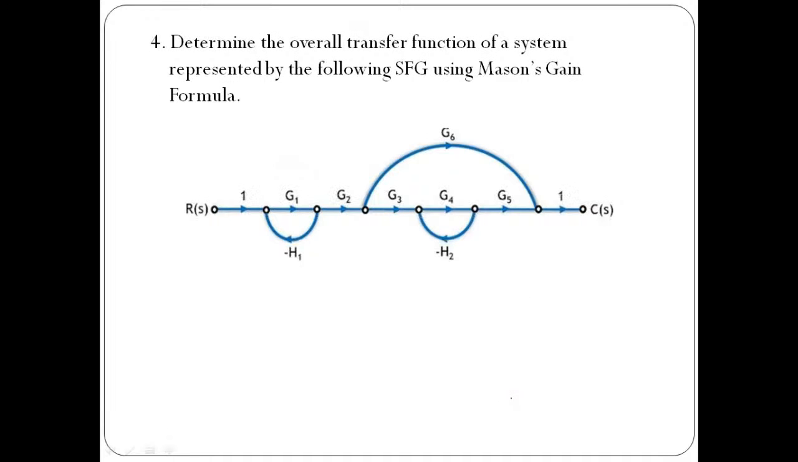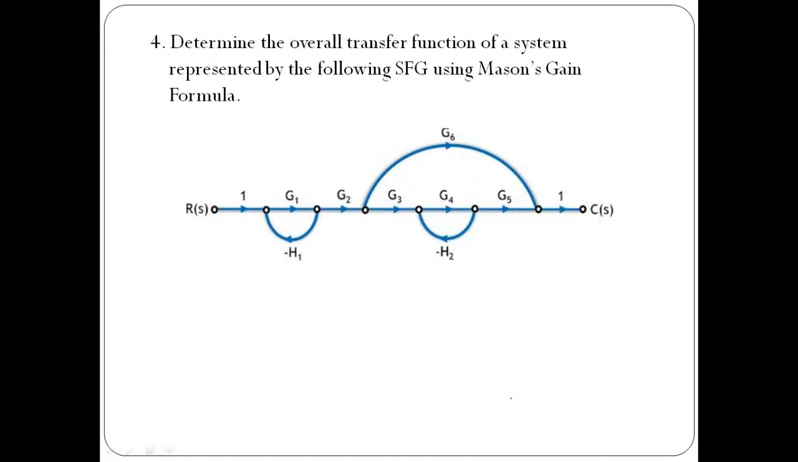Now let me give you one homework, or you can take more than one. This will be the homework for you. Determine the overall transfer function of the system represented by the following signal flow graph using Mason's gain formula. The system is known to us, that is the signal flow graph, and your objective is to find out how many forward paths there are, how many loops there are, and then find its corresponding transfer function using Mason's gain formula.